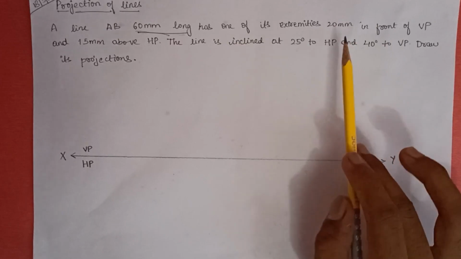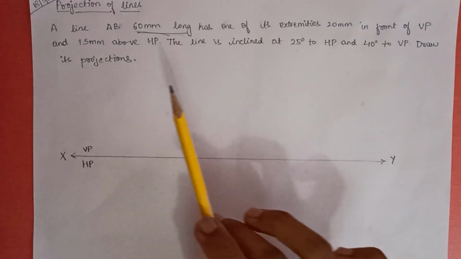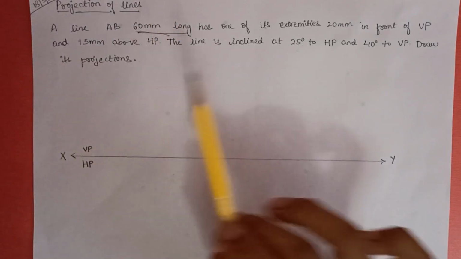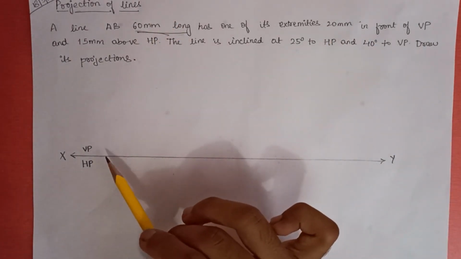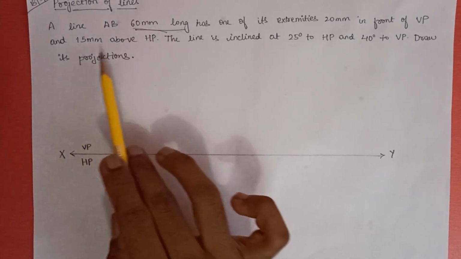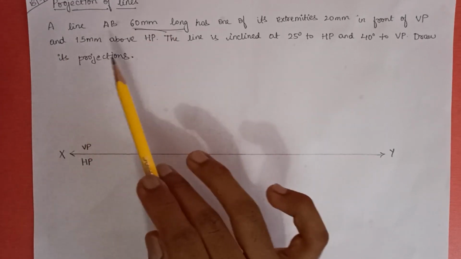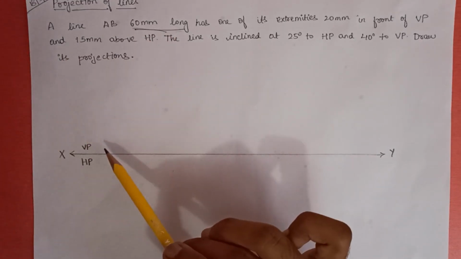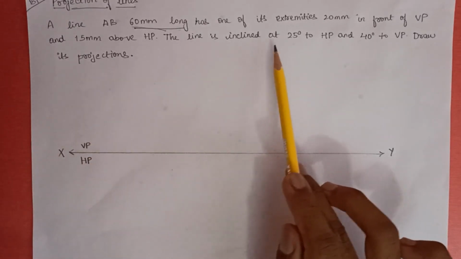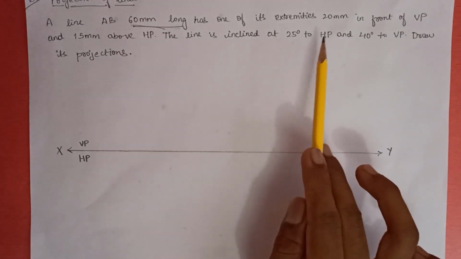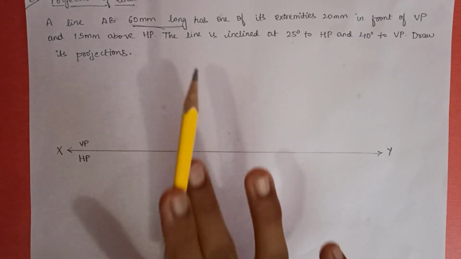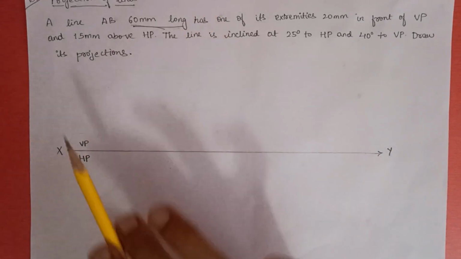Now listen to this. 20 mm in front of VP, it means that the line is in HP. Okay, this is a little confusing, but 20 mm in front of VP means the line will be below the XY line, that is, it will be in HP, and 15 mm above the HP. By 15 mm above HP, they are telling that the line is in the VP, that is above the XY line. Okay, the line is inclined at 25 degree to HP. At 25 degree to HP, the projection will be in VP, guys. The projection will be in VP, and 40 degree to VP, the projection will be in HP.